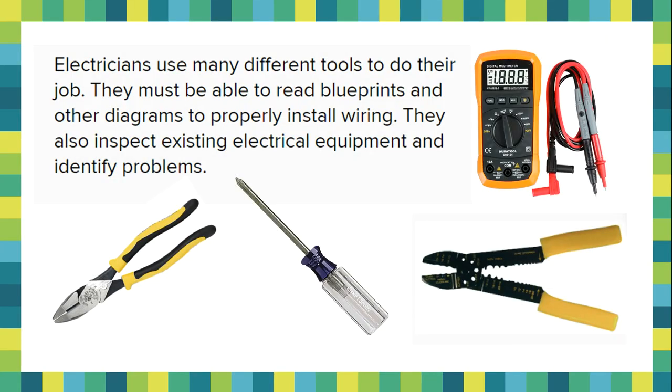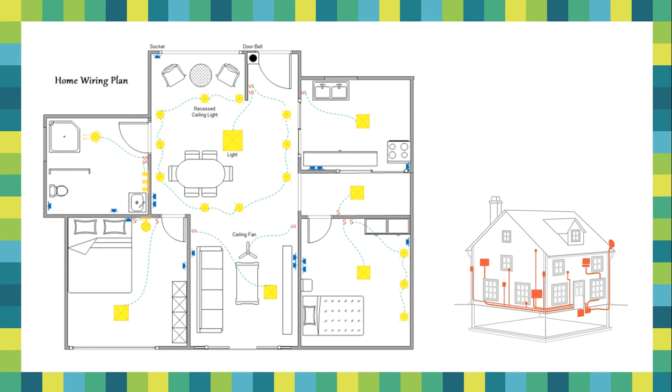However, even though they can manipulate electricity, they don't use their bare hands, right? Because electricity can be really shocking and at some point deadly. So electricians use many different tools to do their job. They must be able to read blueprints. What is a blueprint? Basically, a blueprint is a drawing, a design of how these components will be connected inside the walls.